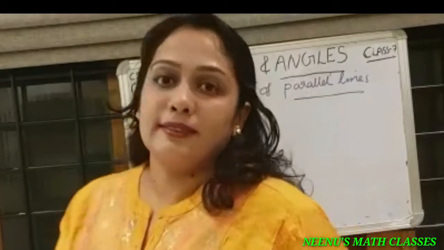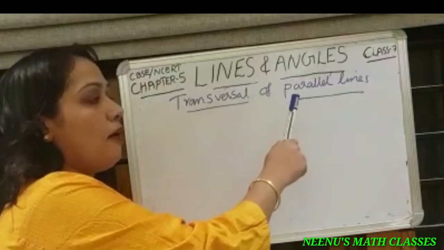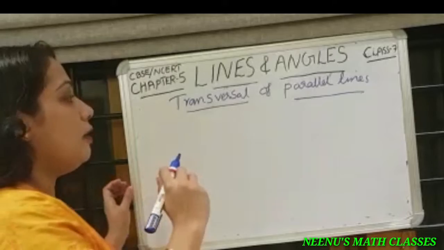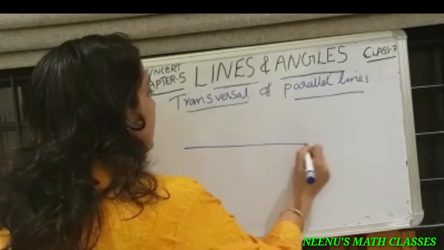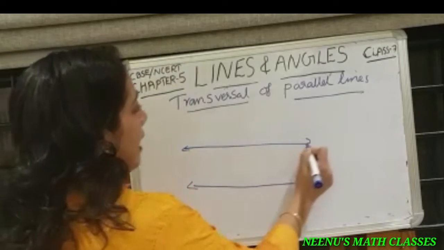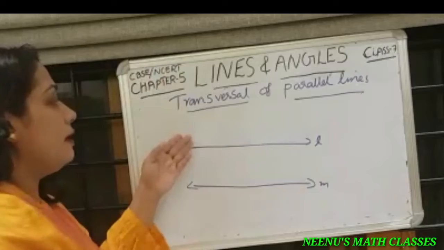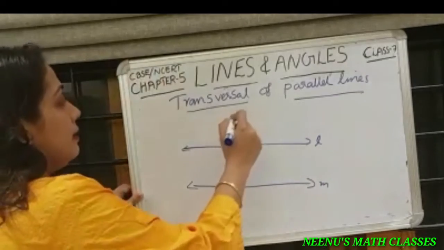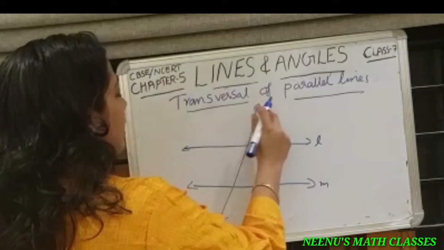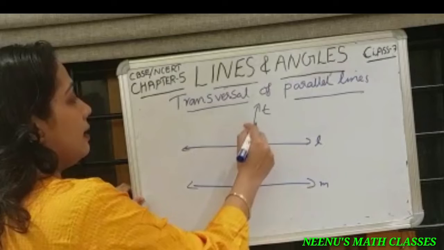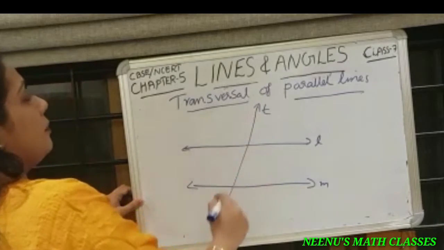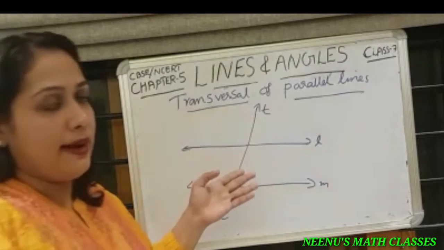So let's start our class. Transversal of parallel lines. What is a parallel line? Parallel lines are those lines that will not meet anywhere. Consider two parallel lines, L and M. They will not meet anywhere. Consider a transversal T to these two parallel lines. It cuts these lines at two distinct points. This is the transversal of parallel lines.